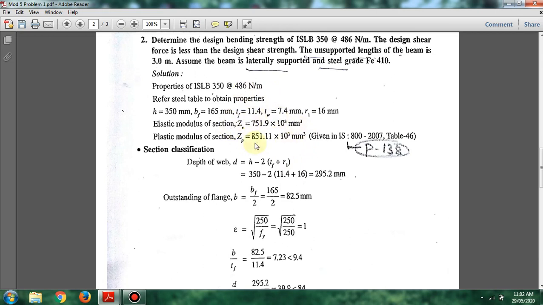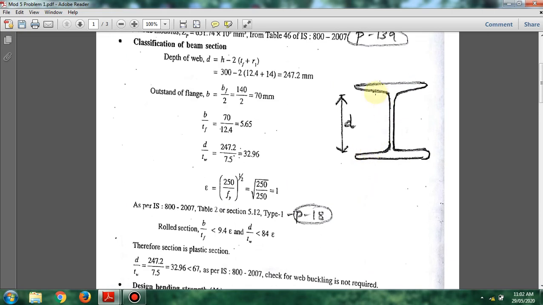So for ISLB 350 the weight is 49.5 kg per meter, so it is nearer to 486 Newton per meter. The value of ZE will be 751.9 centimeter cube, and the value of ZP will be 851.1 centimeter cube. So this is the sectional modulus and plastic modulus in terms of centimeter cube. We have to write these properties. If I want to convert 751.9 to mm cube, write it as into 10 raised to 3 mm cube, for both ZE and ZP.